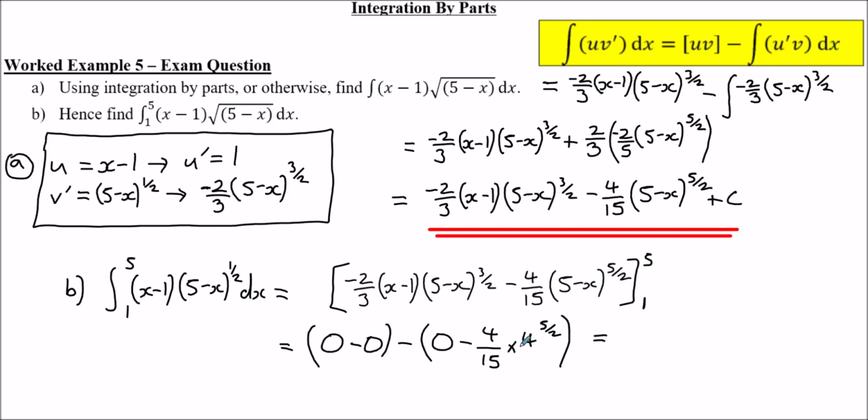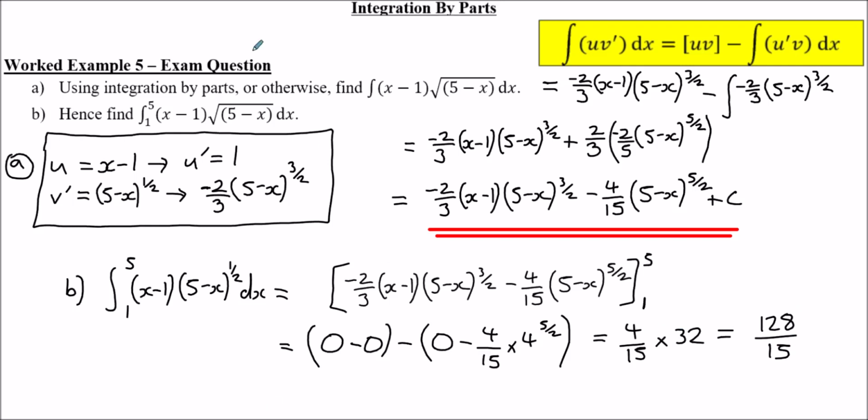So minus and minus, of course, is a plus, so I'm going to have 4/15 multiplied by the square root of 4 to the power 5. Use a calculator if you wish. In fact, you probably almost definitely should. Then this simplifies to 128/15 in exact form.